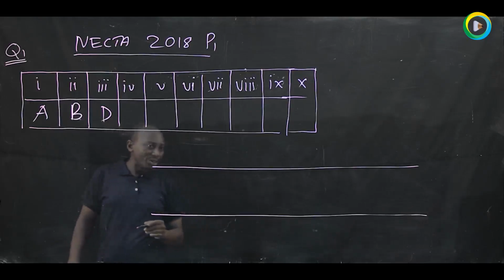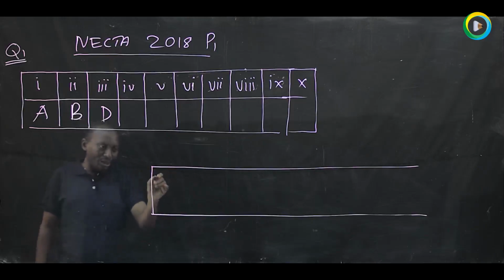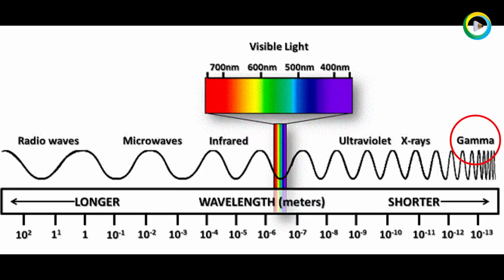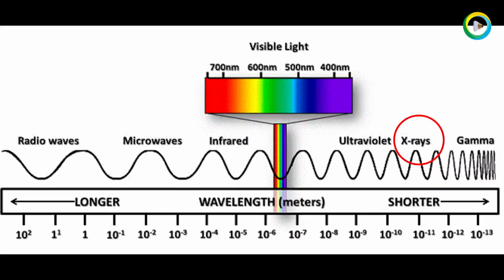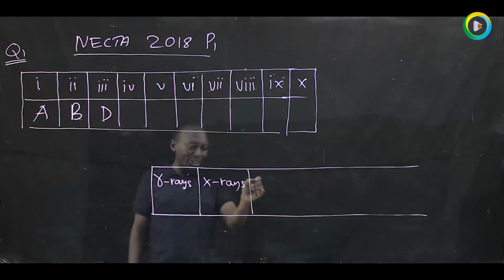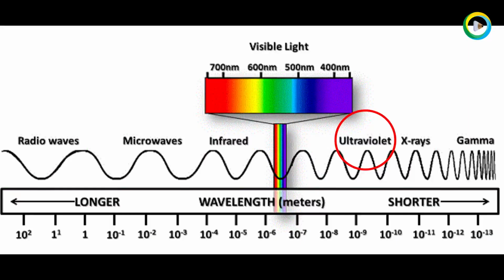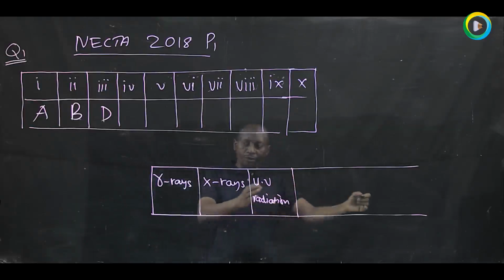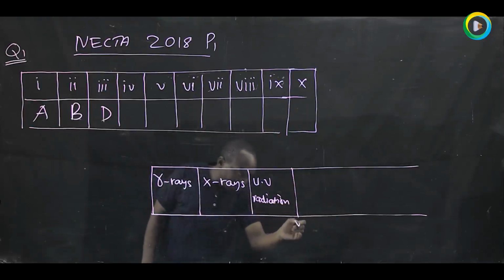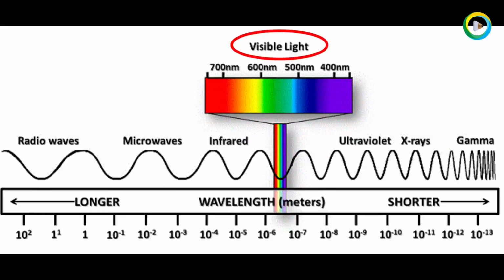Here I'm going to arrange all electromagnetic waves in order of increasing wavelength. Let's start here with the first one, gamma radiation, gamma rays. We have X-rays. Here we have ultraviolet radiation, UV radiation. And we are going to have visible light. The visible light starts with the violet color. Here we have indigo, blue, green, yellow, orange, and here we have red.